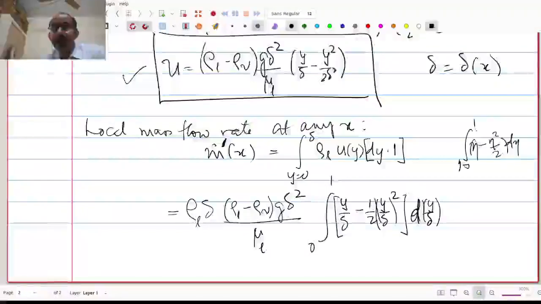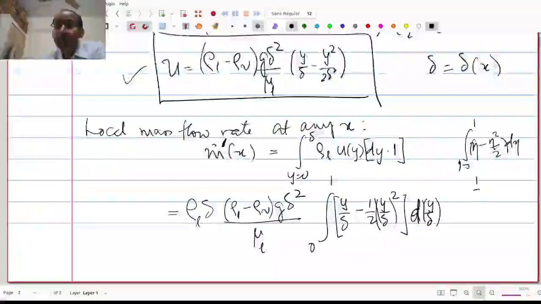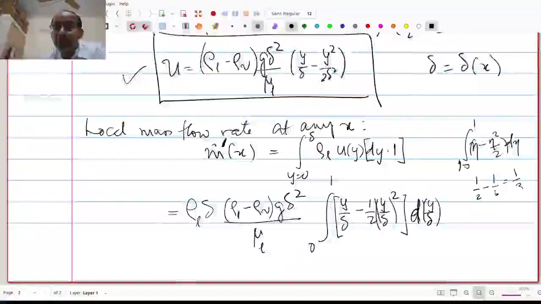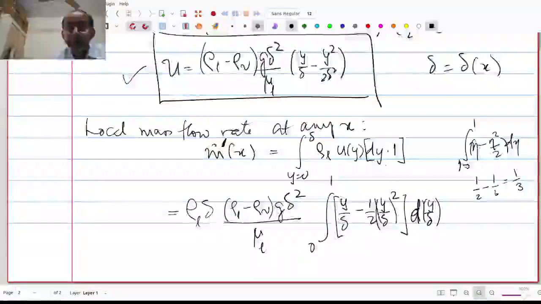So if I integrate this, what happens? This becomes eta squared by 2, and this becomes eta cubed by 6. So it will be half minus 1 by 6, which is 3 by 6 minus 1 by 6, 2 by 6, this is 1 by 3. So this value actually becomes 1 by 3, and I can just put that value 1 by 3 here. So this whole integral is equal to 1 by 3.